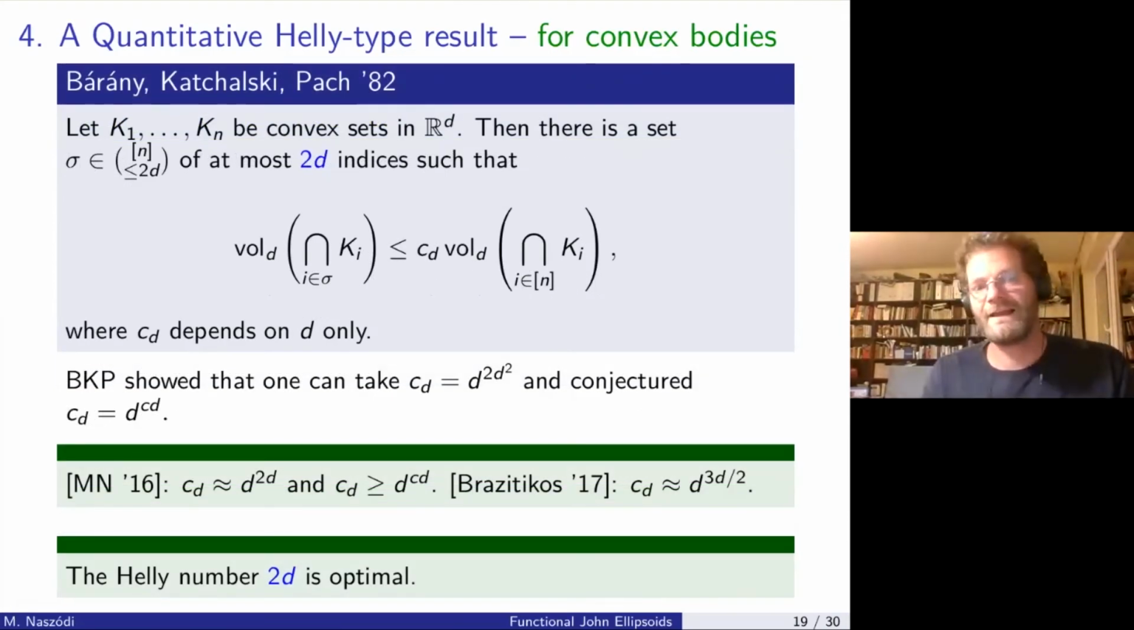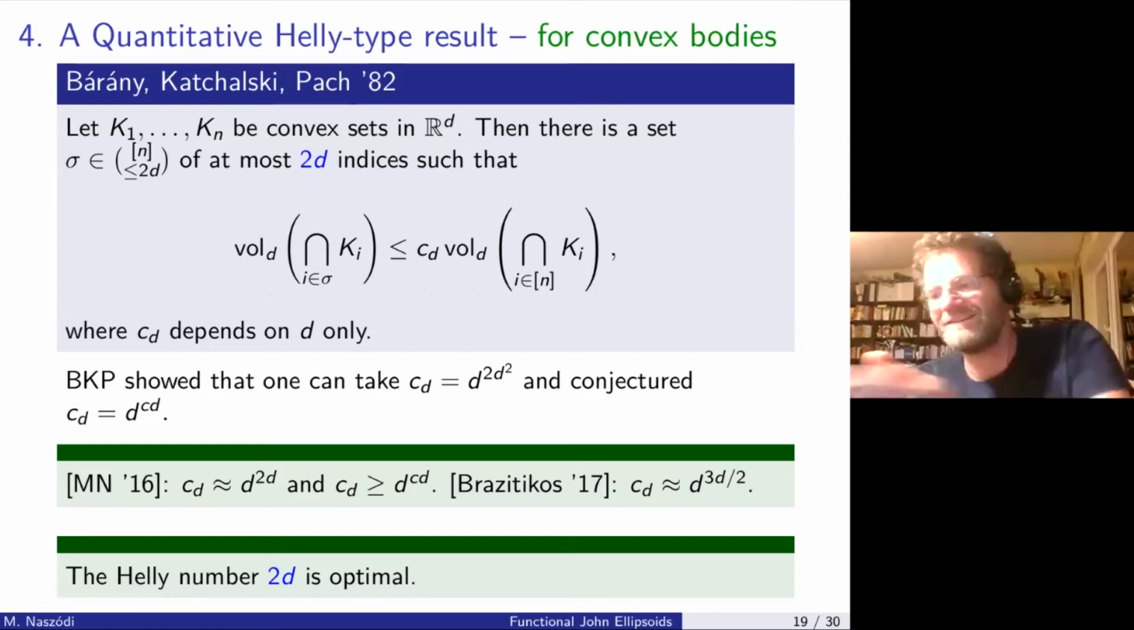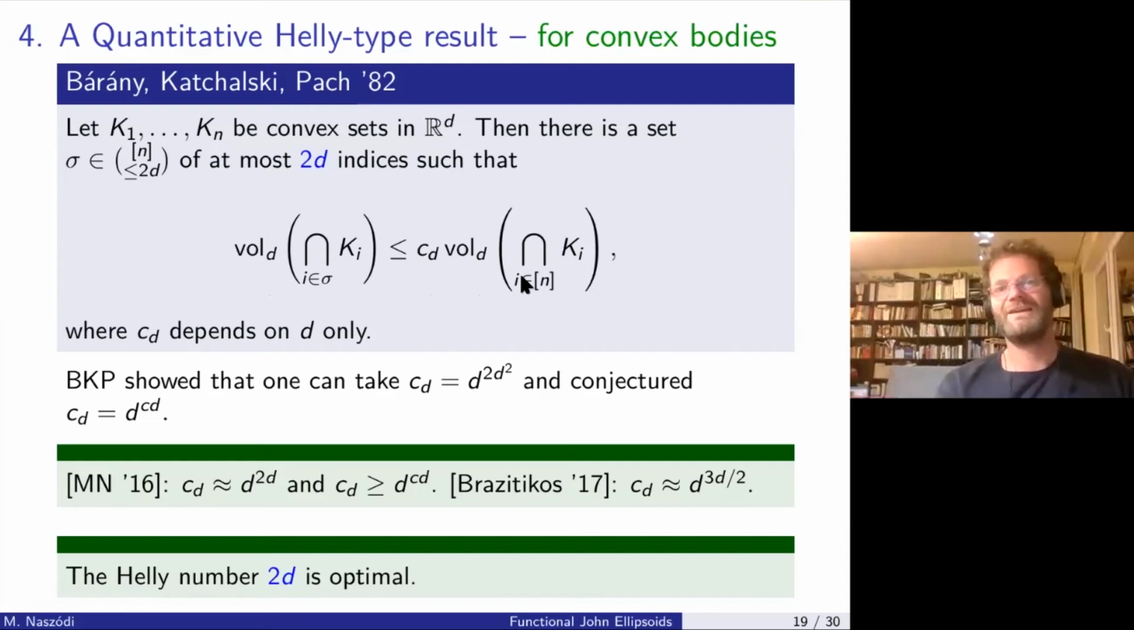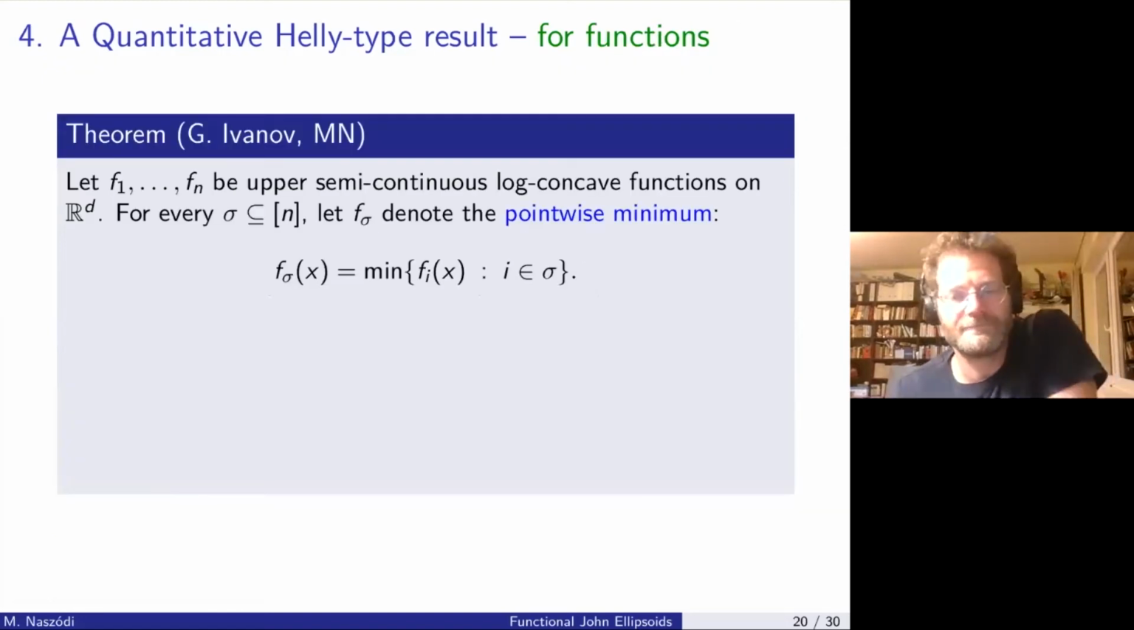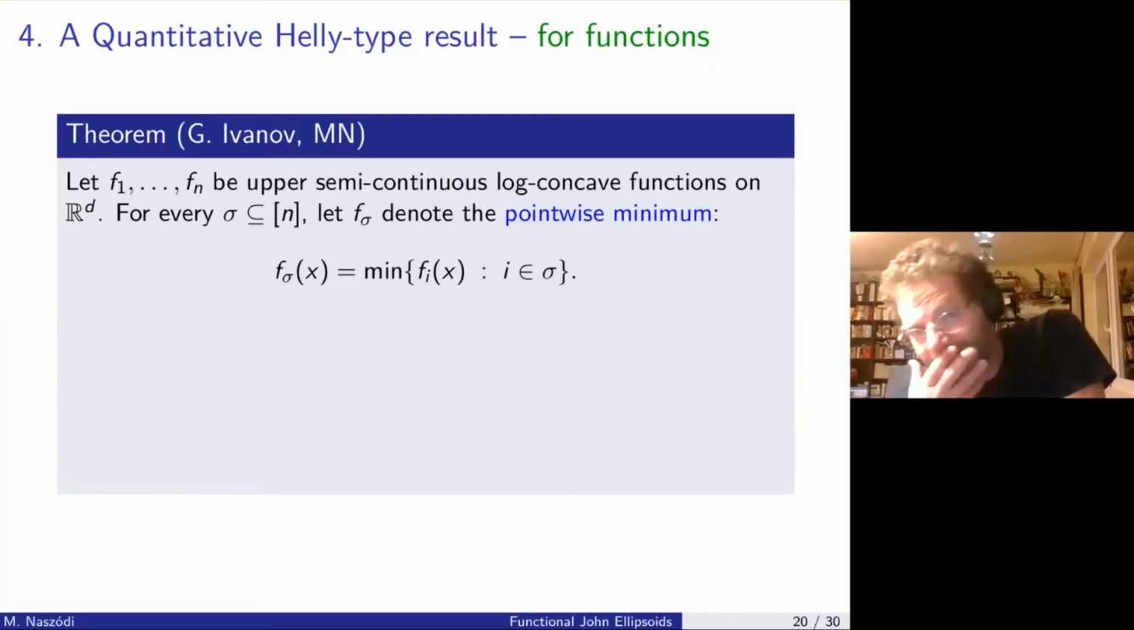This Helly number 2d is optimal. That again is a little homework, if you want to play with it: if I put 2d minus 1 here, then there is no constant. That's an easy exercise. So now we looked at the same question.